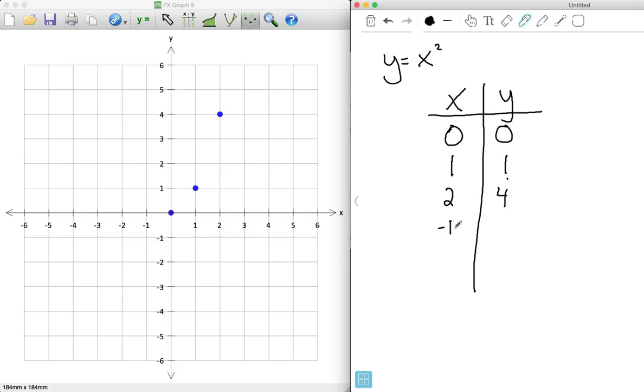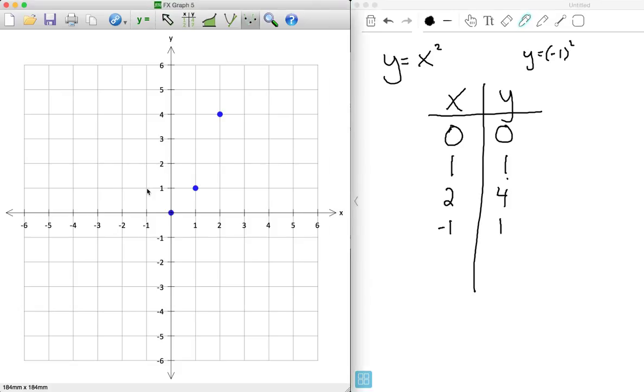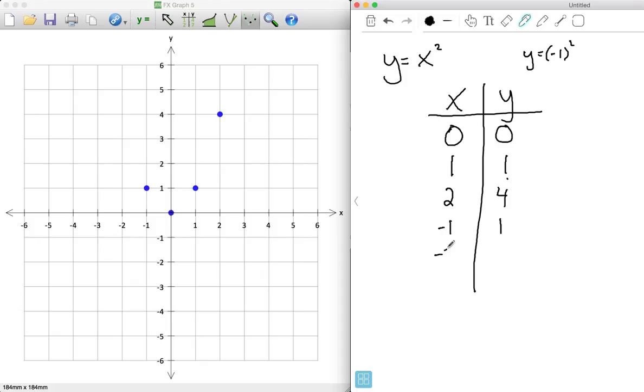Let's look at negative 1. When I put negative 1 into the equation, I get y equals... Remember, every time you substitute a number into an equation, it should be in brackets. So I get negative 1 all squared, which is going to give me a y of positive 1. That creates this point right here at an x of negative 1 and a y of positive 1. And then negative 2 all squared is 4. So at an x of negative 2, I'm going to get positive 4.